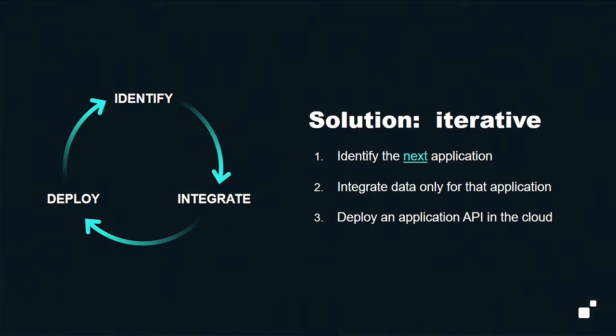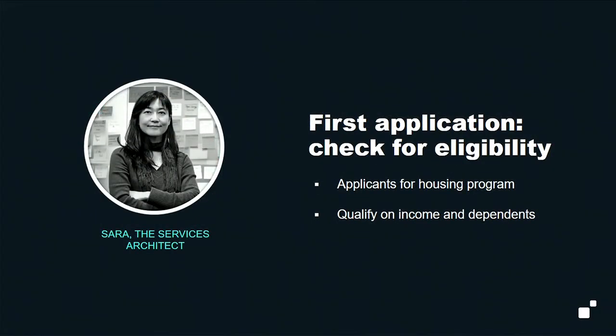So Sarah, the services architect, and the team get together and decide that the first application, the one with the most bang for the buck, will be a check on eligibility. And the way this will work is this is a pain point for the operators, and callers will call in, and based on their income and the number of dependents, the callers will be checked for eligibility.